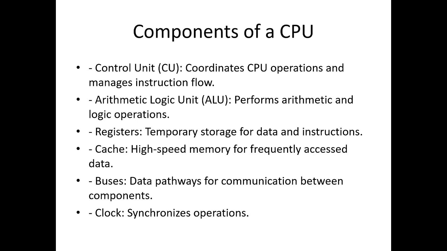Now the CPU is made up of different components. That's the control unit, which directs the operations of the CPU. Then the ALU, the arithmetic logic unit, which is responsible for the calculations. Then the registers, which are small, fast memory locations inside the CPU that temporarily store data, instructions, and results of computations. The cache, buses, and clock are also part of the CPU. The buses are the pathways the data travels through. The clock provides timing signals, synchronizing operations in the CPU.